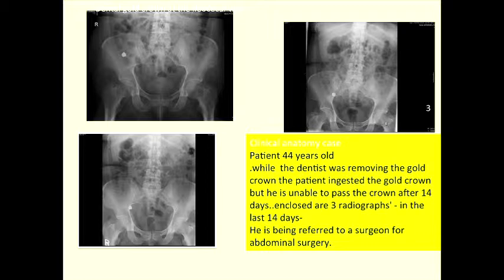And you can see here, ingested the gold coin, is unable to pass after 14 days. And enclosed are 3 radiographs. You can see it was up here. There's the pelvis up here. And then it went down close to the ureter. And it's going down now into the area of the cecum or the lower pelvis.